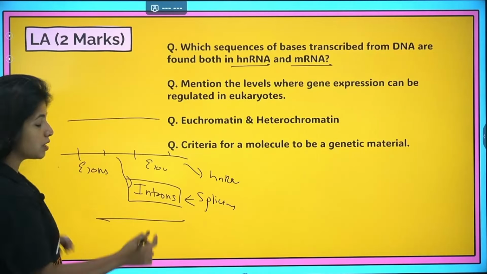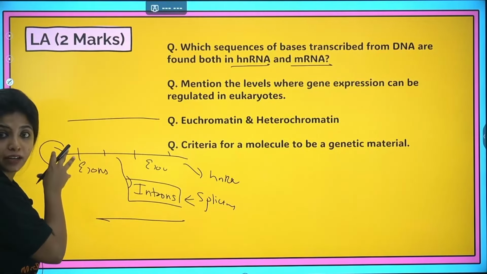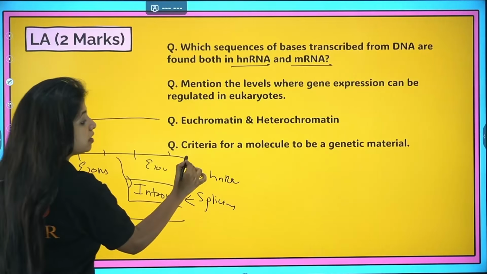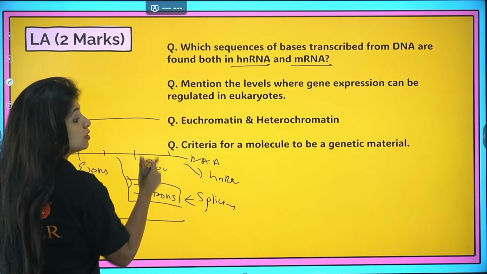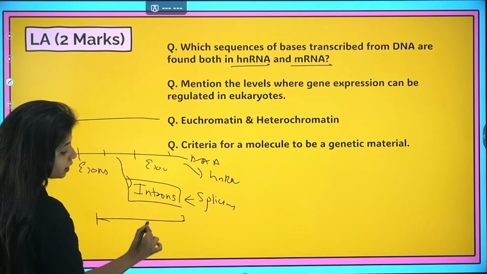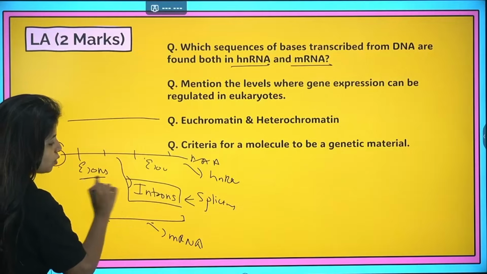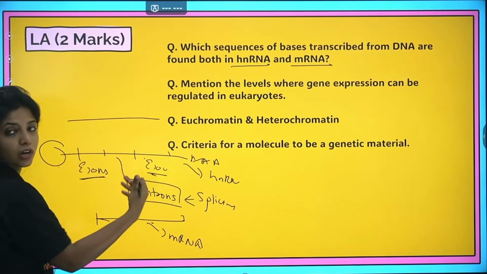There is one more processing where I put a cap at the end. I add some chemical groups at the end over here. And then at the tail region also I add so many adenines, that is known as tailing. After capping, tailing and splicing, you get the final mRNA. So if you are asked what's common here and here, it is the exons. Exons will be carried forward, introns would be removed.